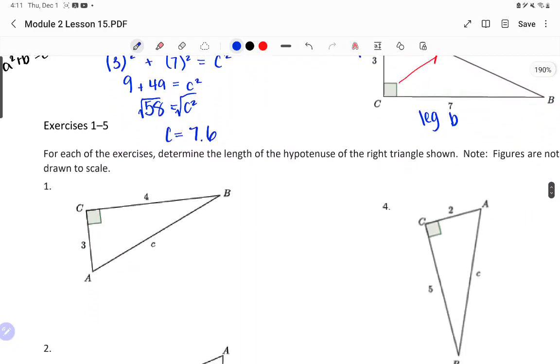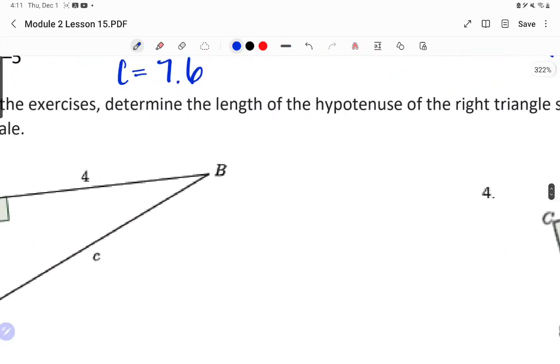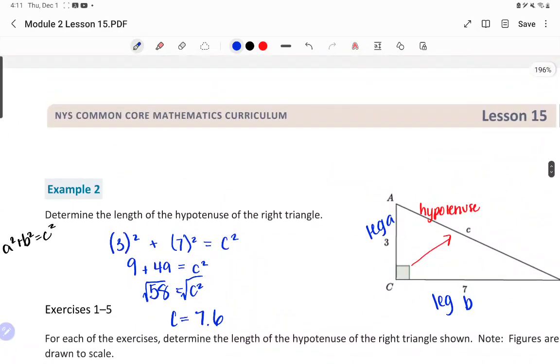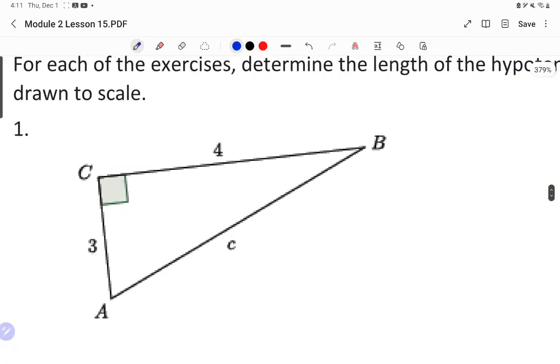All right, now we have our exercises, and we're going to keep going through these together, and I'll let you do the last few on your own. So we have this right triangle right here. Now, this is the first time we haven't seen the right angle at the bottom left. In fact, this time it's at the top left, but we still know that the hypotenuse is right across from that right angle.